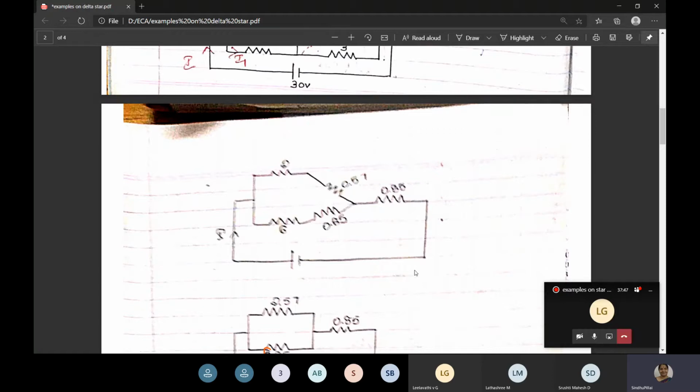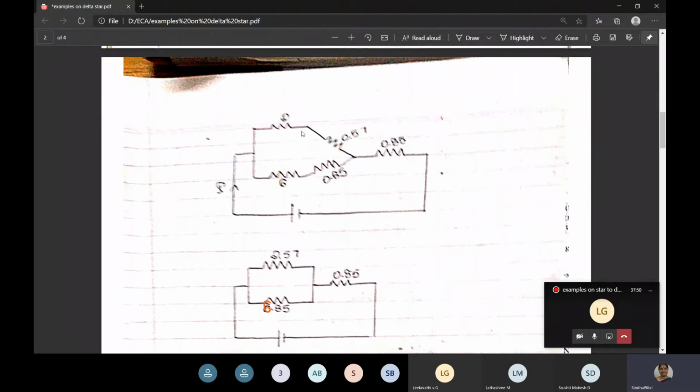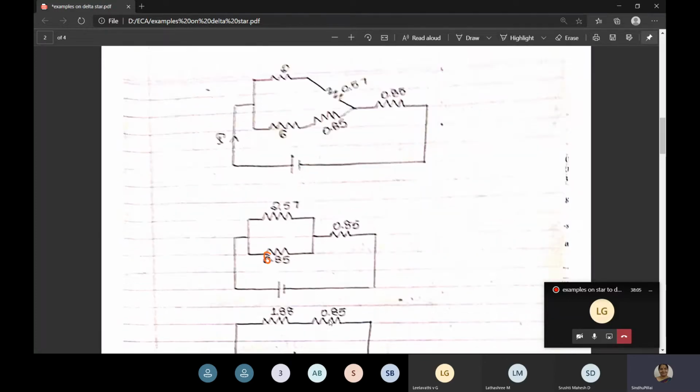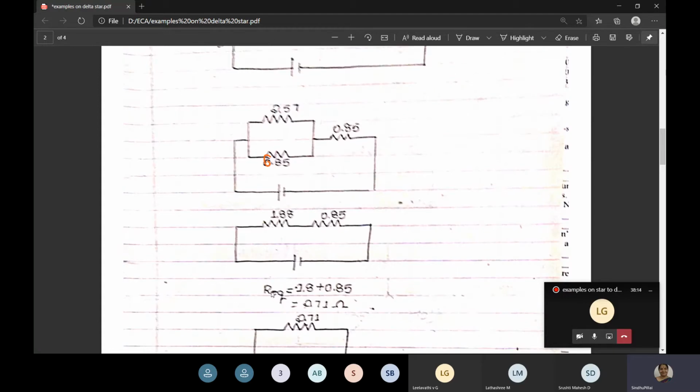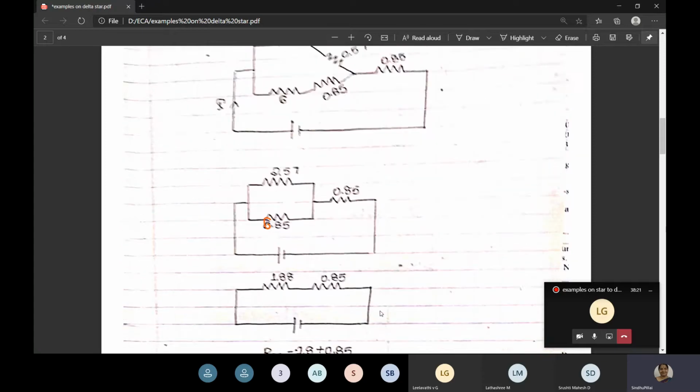And this 0.85, you have to write it like that only. So this is 2 and 0.57 is nothing but 2.57. This is 6.85. So these both are parallel to each other. Okay, and 0.85 is written like that only. So 2.57 and 6.85 in parallel, I will get the answer nearly 1.87. Okay, that is in series with 0.85. So the final equivalent resistance will be nearly equal to 2.71. Okay, 2.71 ohm will be the equivalent resistance.